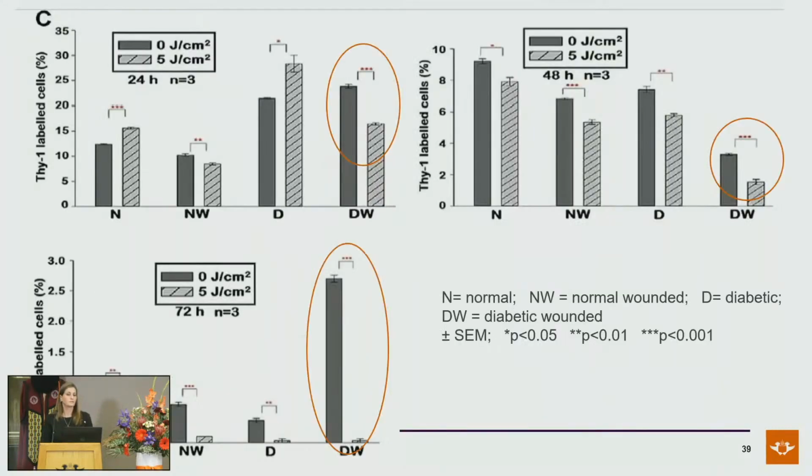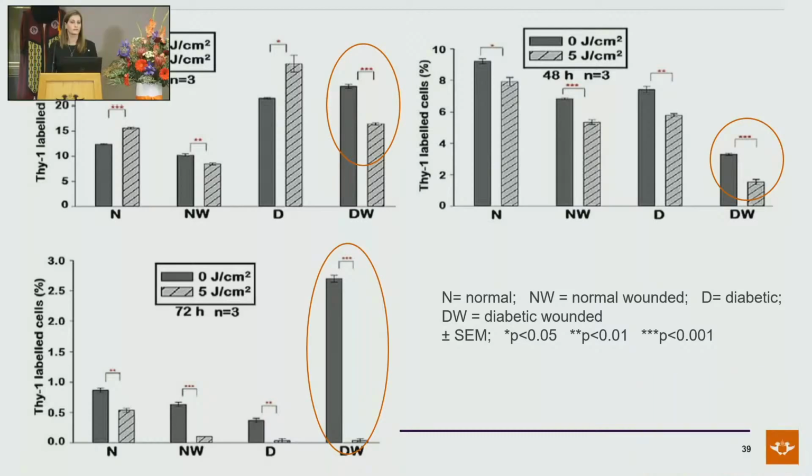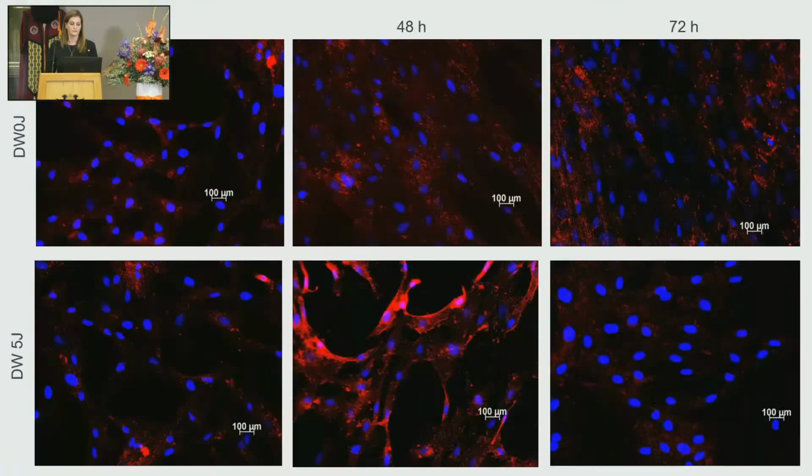The fibroblast cell marker Thy1 was measured at 24, 48, and 72 hours post-irradiation. Our control cells here are represented by the solid grey bar and the irradiated cells by the light grey bar with the lines in it. There was a decrease in Thy1 in diabetic wounded cell models 24 hours post-irradiation as compared to the control cells. This decrease continued over a period of 72 hours where it was virtually unmeasurable in the irradiated cells. This indicated to us that the fibroblast cells were in the process of differentiating.